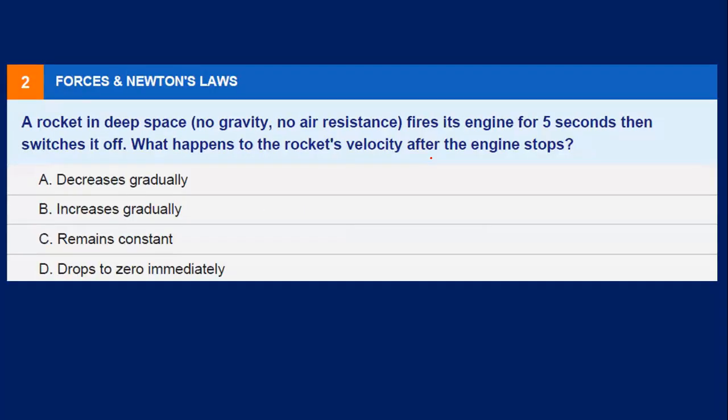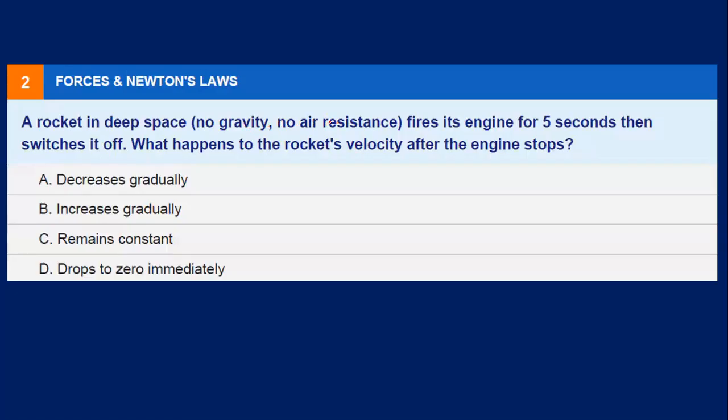Question number 2. Forces and Newton's law. A rocket in deep space, no gravity, no air resistance, fires its engine for 5 seconds, then switches it off. What happens to the rocket's velocity after the engine stops? So the most common response for this is it increases gradually. While actually what happens, even if it stays on for 5 seconds and then it switches off, there is no gravity and no air resistance.